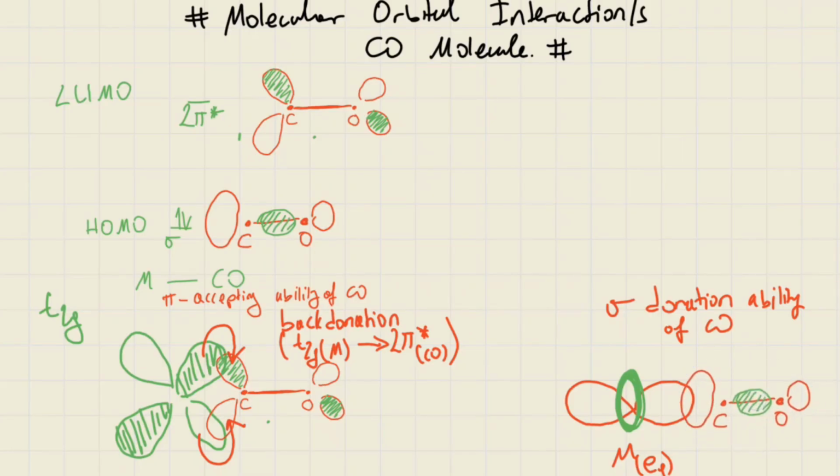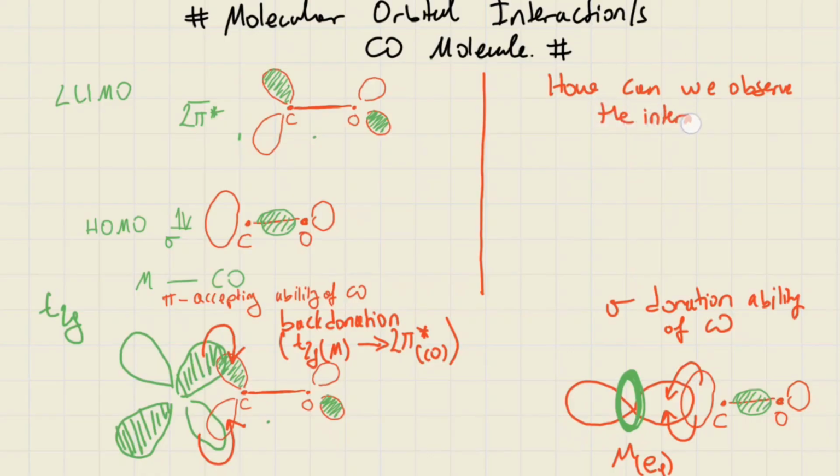And in this case, CO gives the electron to the metal center and creates the bond between the metal and the carbon. And how can we observe this event? How can we observe the interaction? This is the main question.